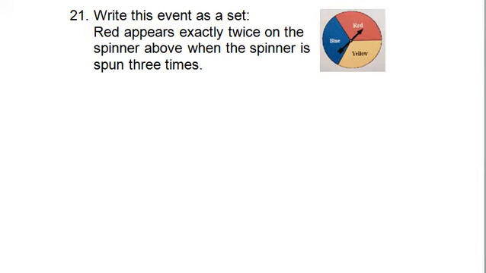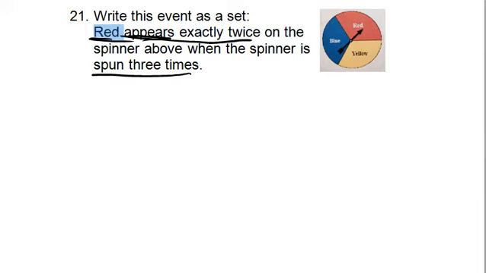This problem says to write the event as a set, and the set is describing the event that red appears exactly twice when the spinner is spun 3 times. So you're going to have 3 spins, 2 of them will be reds. I suppose the simplest way to do it is just to do a tree diagram.